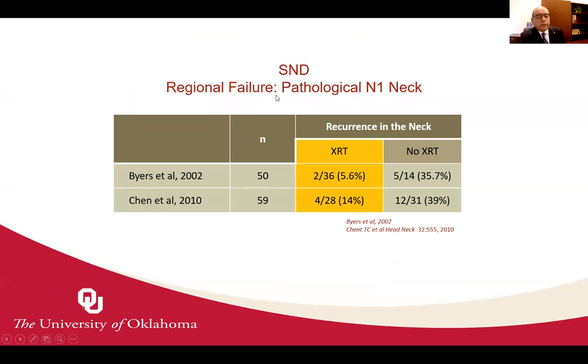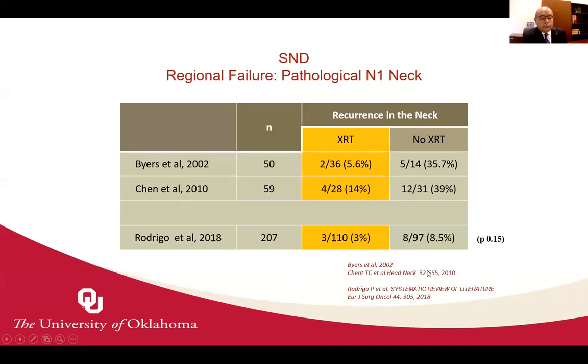Well, what about when we do a selective neck dissection and the pathology reveals metastases in one node, in one neck? These two studies are very interesting because they show in a fairly good number of patients that the addition of radiation therapy in this situation gives a much better result in terms of recurrence in the neck than when surgery alone with no radiation is utilized.